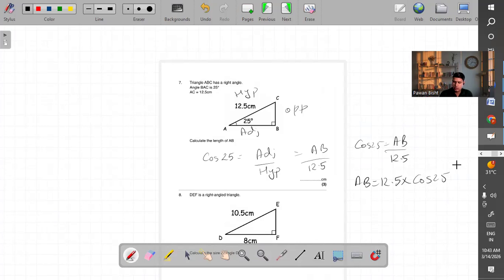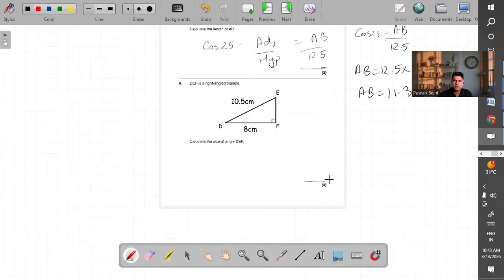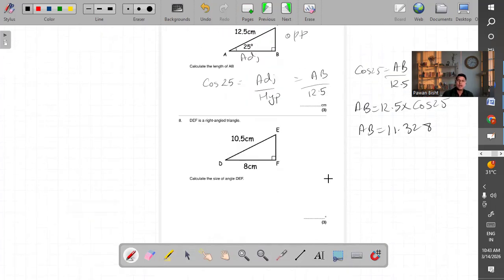12.5 times cos 25. Answer will be 11.328. Clear? Okay, now question number 8. You have to find the size of angle DEF.